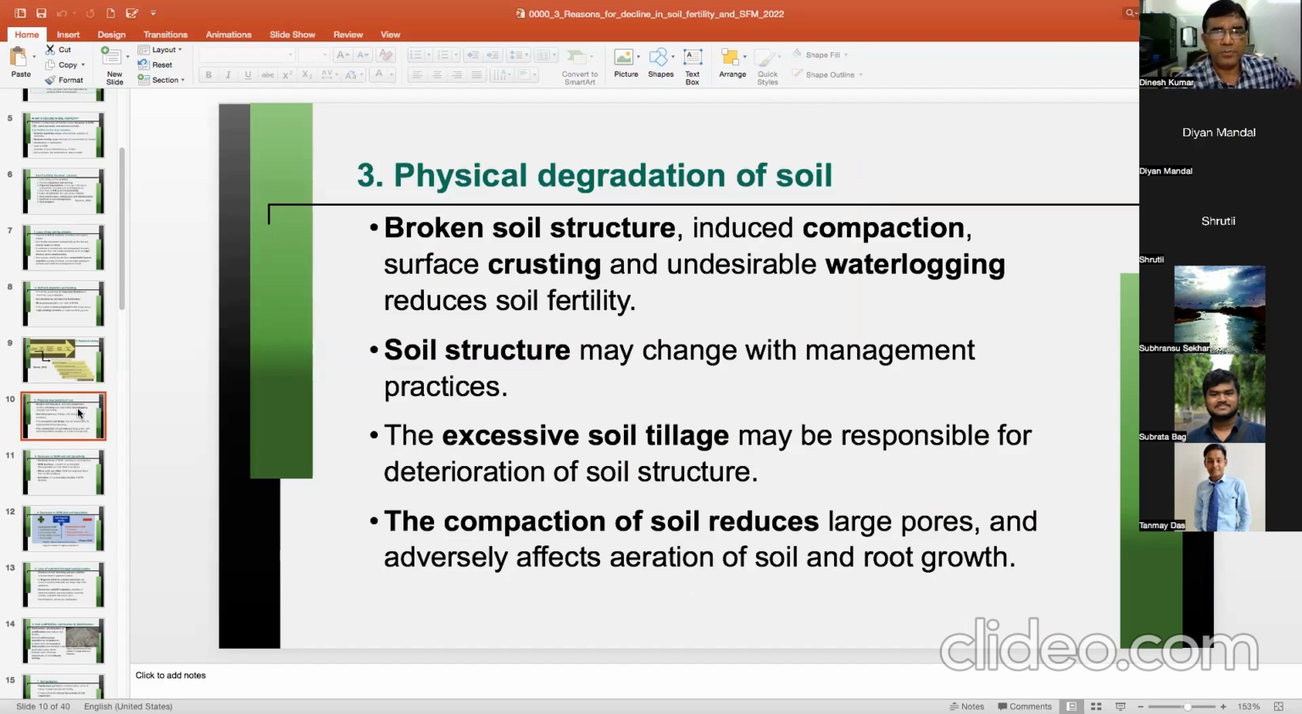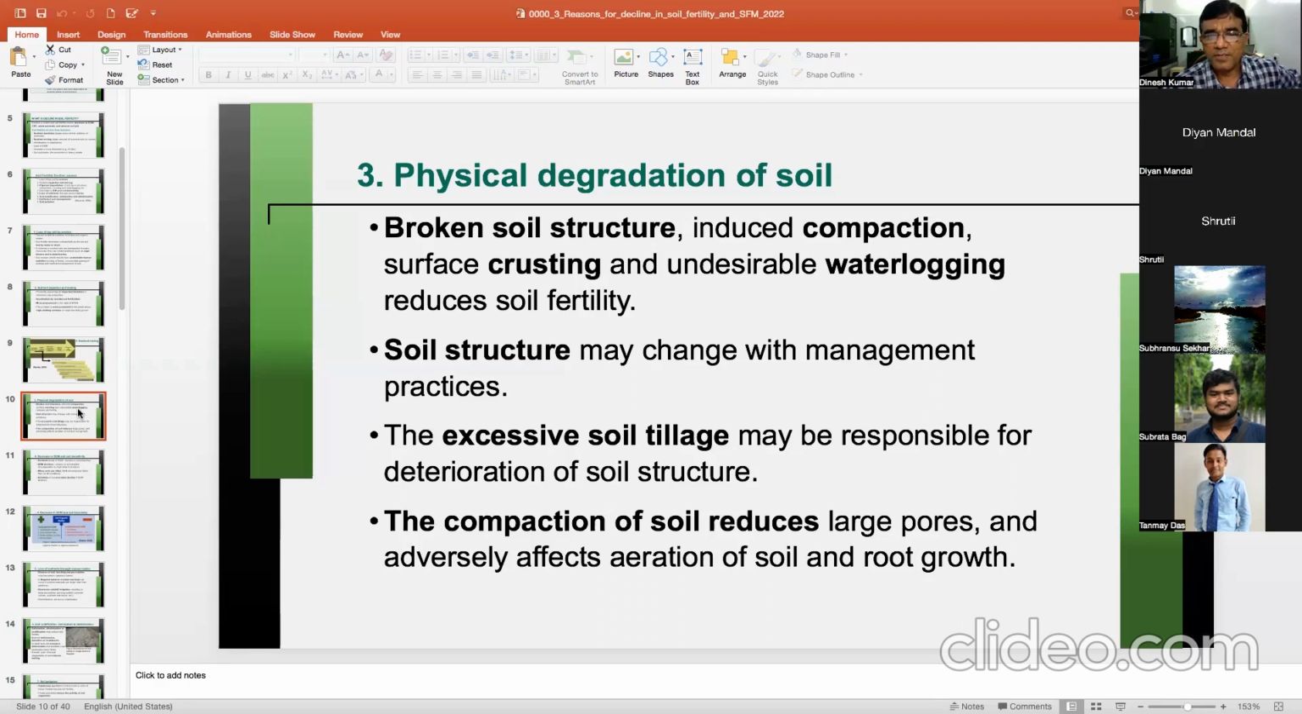Now, physical degradation of soil can happen, with broken soil structure, mainly because of too much plowing or too much cultivation traffic. Induced compaction can also be there, and they are related to each other. When you break the structure, when you press the soil more, compaction will occur, and as a result, the structure will be broken. Sometimes crusting can also happen, and undesirable waterlogging reduces soil fertility. So you need to learn these physical properties of the soil in detail from any standard textbook of soil science. What is compaction, how it happens, crusting, waterlogging. If you are interested, I can take an extra lecture, but you need to make a demand.